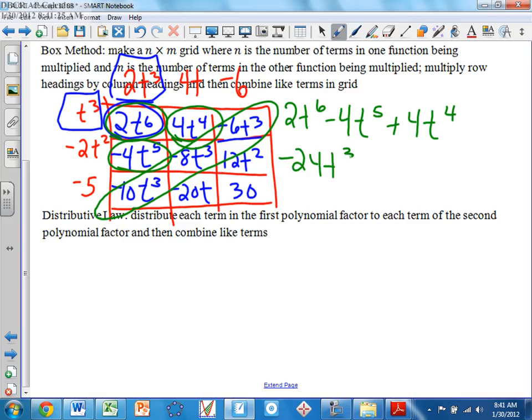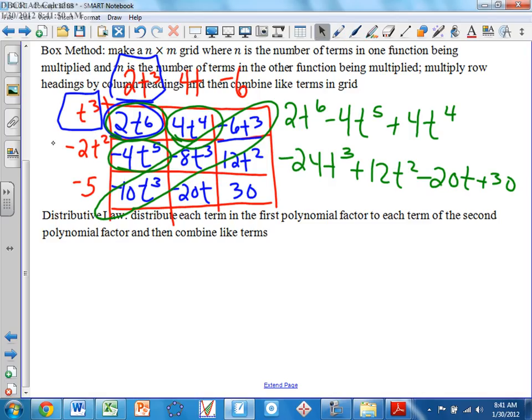I'm just running out of room, that's why I went to the next line. You should write this all in one horizontal line, please. Next, I have t squared is positive 12. Plus 12t squared. Plus 20t. Minus 20t, my bad. Plus 30. That is your voltage function, everybody.